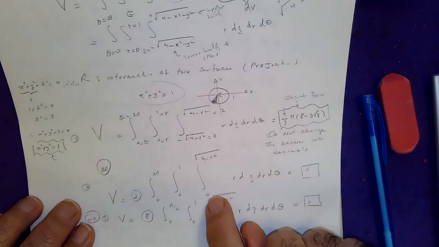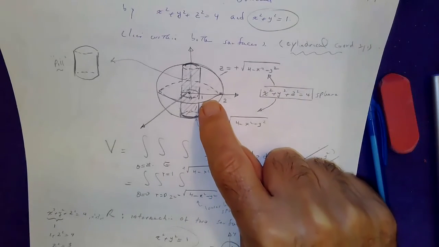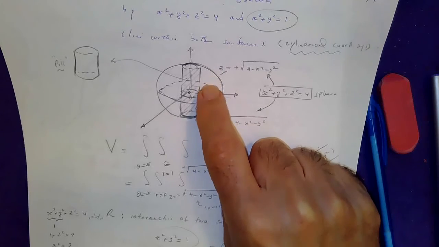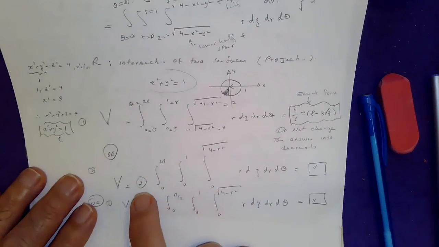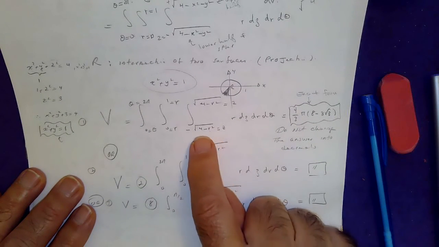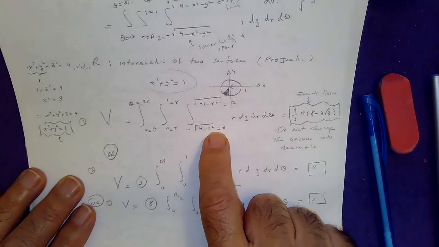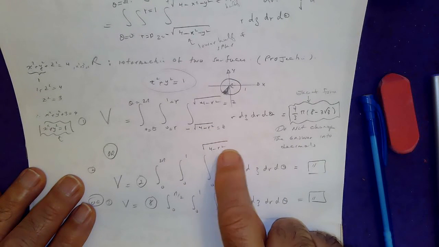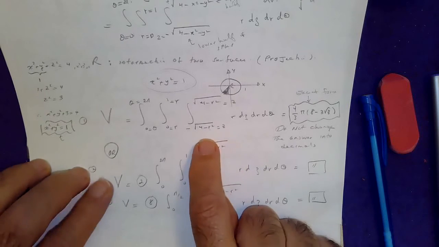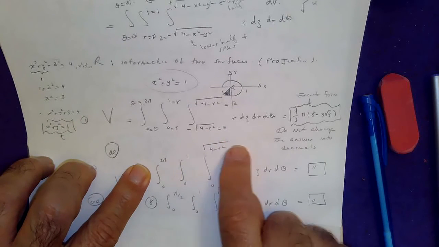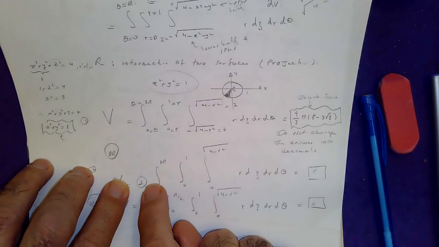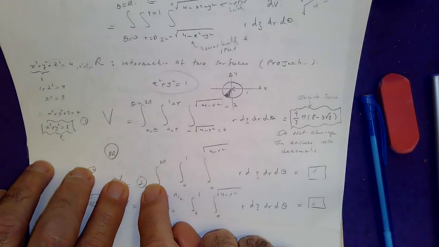Incidentally, I could have done the upper half of the volume and, due to the symmetry, multiplied by 2. In other words, instead of going from negative square root of 4 minus y squared, I could have gone from 0 to square root of 4 minus y squared. This would evaluate the volume of the upper half, but then due to the symmetry, you multiply by 2.